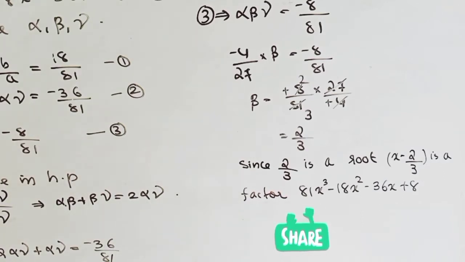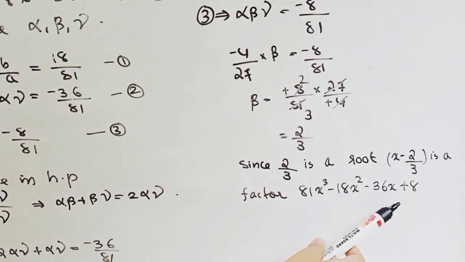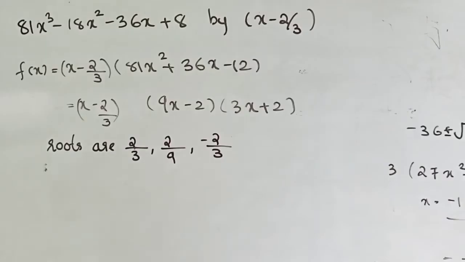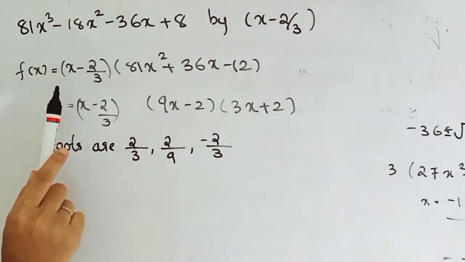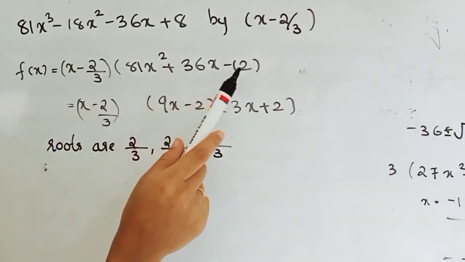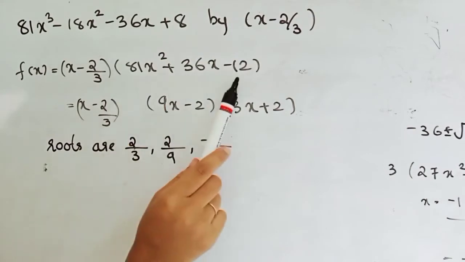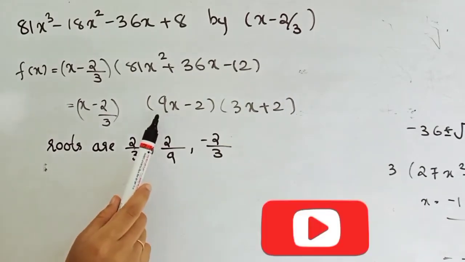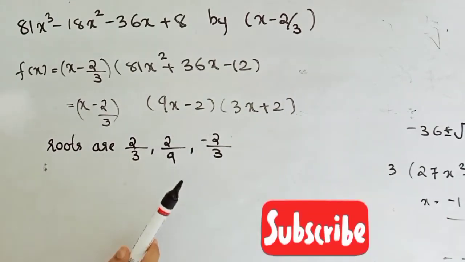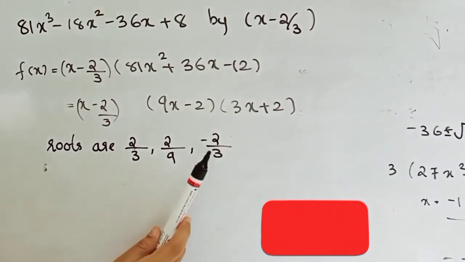So we can divide this equation, 81x cube minus 18x square minus 36x plus 8, by x minus 2 by 3. While dividing f of x by x minus 2 by 3, we will be getting 81x square plus 36x minus 12. Right? So this can be solved as 9x minus 2 and 3x plus 2. So the roots are 2 by 3, and 9x minus 2 gives 2 by 9, and 3x plus 2 gives minus 2 by 3.